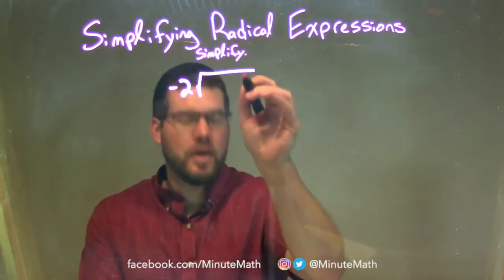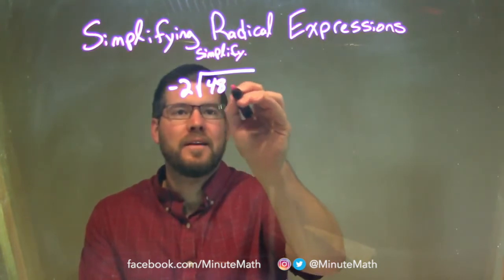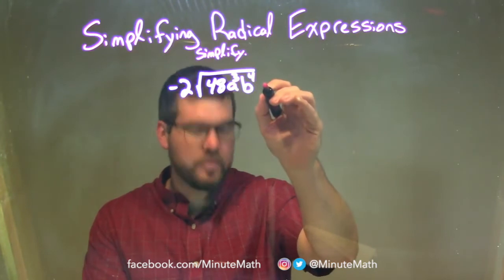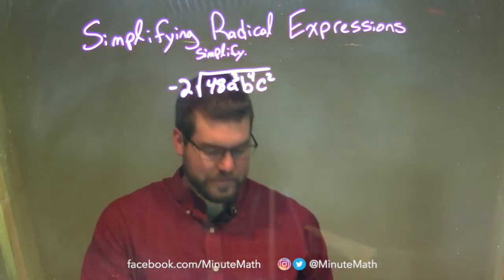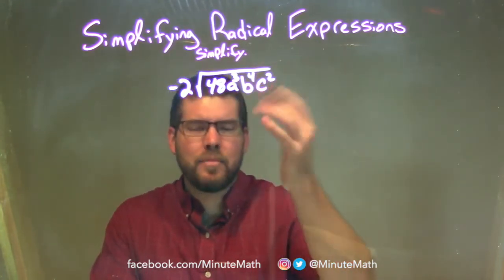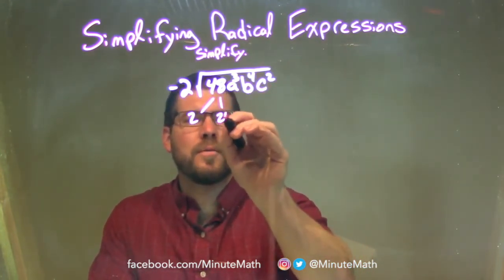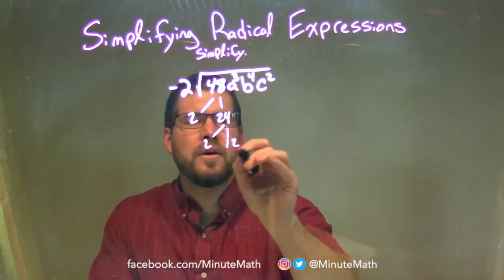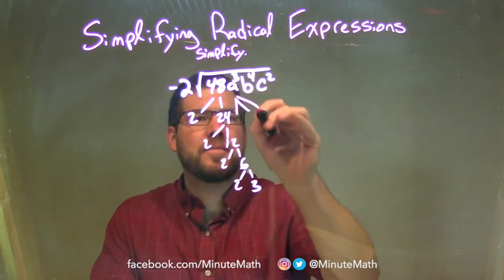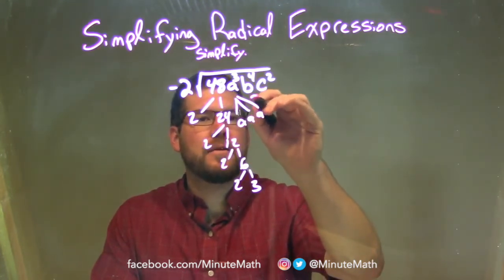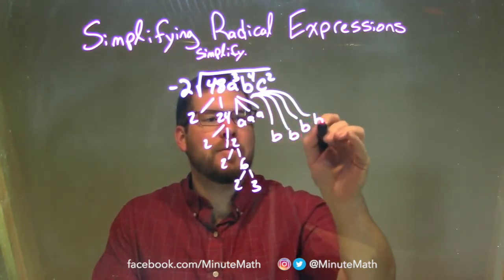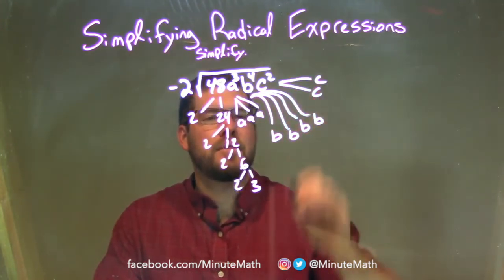Negative 2 times the square root of 48a to the third times b to the fourth times c squared. So let's go break this down. Well, 48, I'm going to see how I can break down 48. 48 is just 2 and 24, and 24 is 2 and 12, and 12 is 2 and 6, and 6 is 2 and 3. A to the third is just a times a times a, and b to the fourth is just b times b times b times b, and c squared is c times c.